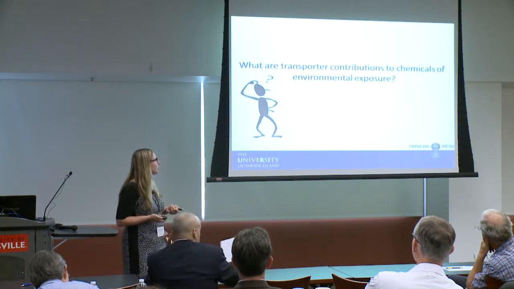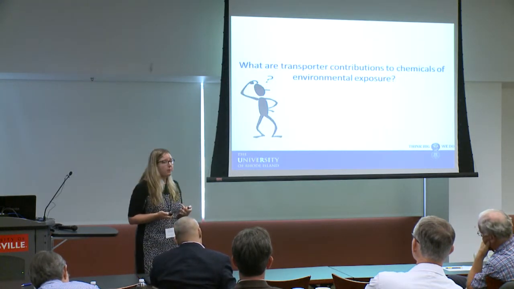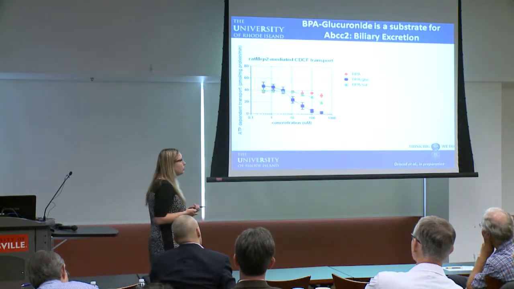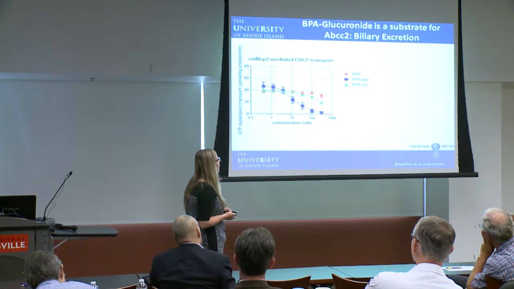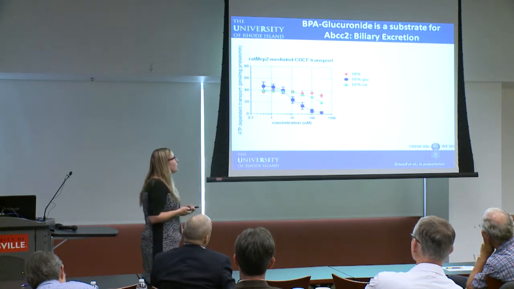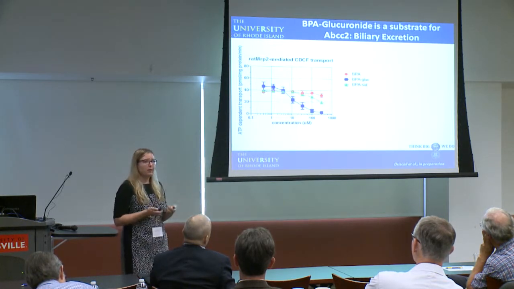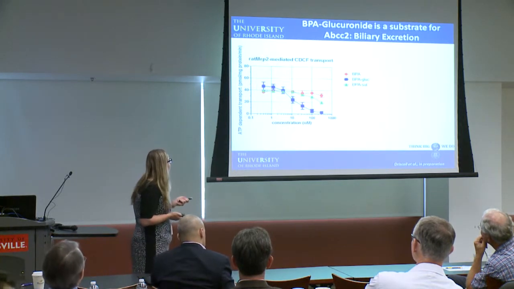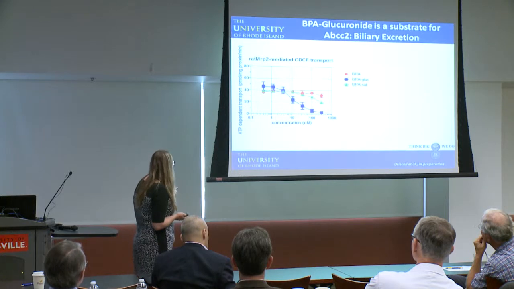Okay, so how do transporters contribute to chemicals of environmental exposure? Our laboratory was interested in determining whether or not human and rat ABCCs could transport the metabolite of bisphenol A, the plastics contaminant, BPA glucuronide. This is data from an ATP assay.